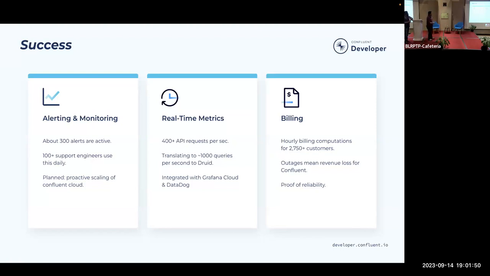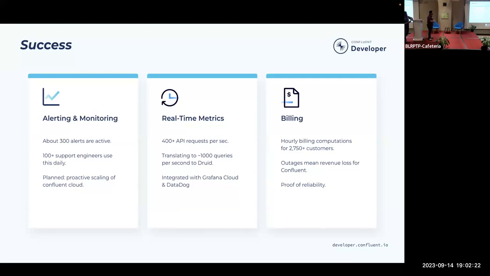So from customers, we get about 400 API requests per second. This is like your Prometheus. So someone has set up their Prometheus config to scrape metrics from Confluent Cloud. So we get about 400 requests per second, and this metrics API requests translate to multiple Druid requests. So this basically translates to about 1,000 queries to Druid per second, and this also integrates with Grafana Cloud and Datadog.